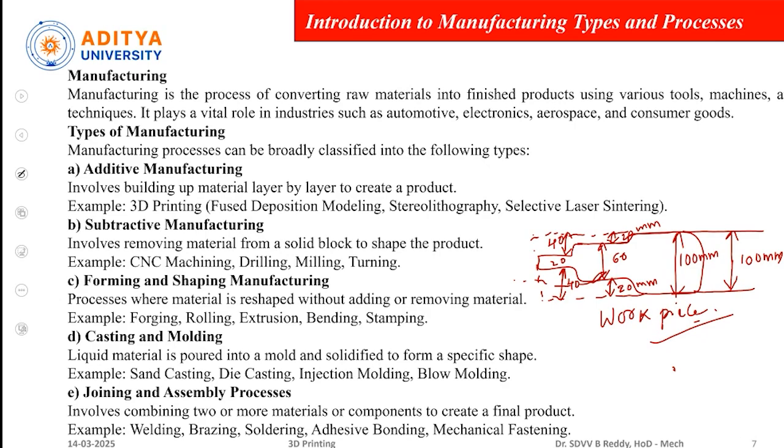And also so many casting components are available, like I told you, the first one is drums, which are made by the casting process. And finally, the last process is joining and assembly. It involves the combination of two or more materials or components to create a final product. That means in the joining process, we can say riveting by using a rivet.